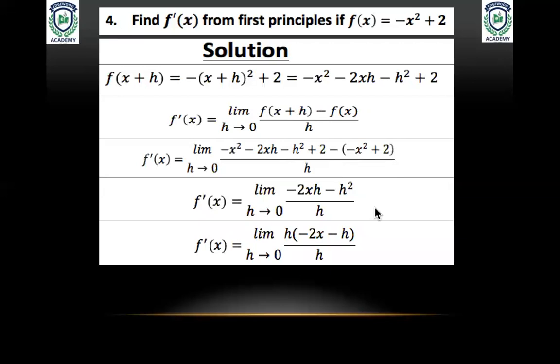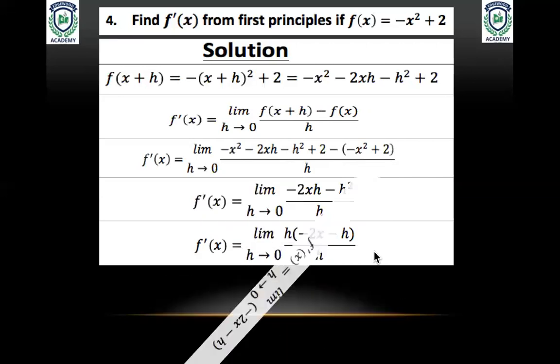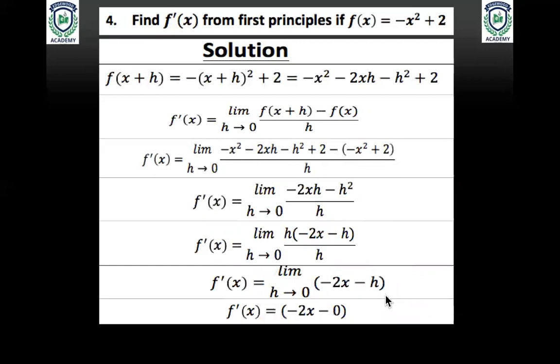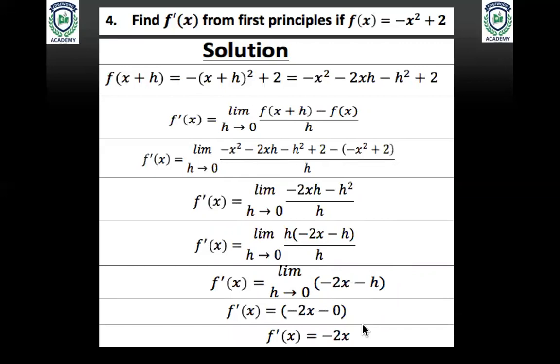Now, what comes to your mind again? A common factor h. So what is left is h into bracket minus 2x minus h, all divided by h. But h divided by h will give us 1. So now we have minus 2x minus h. But what happens here? The denominator is 1. Therefore, we substitute 0 for h in order to get minus 2x. So the result now is f prime of x is equal to negative 2x.